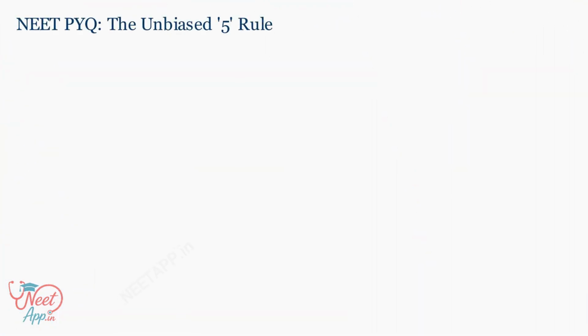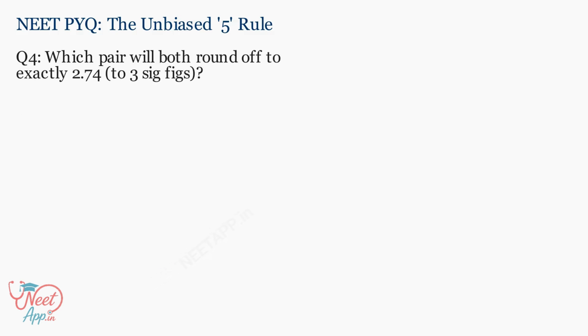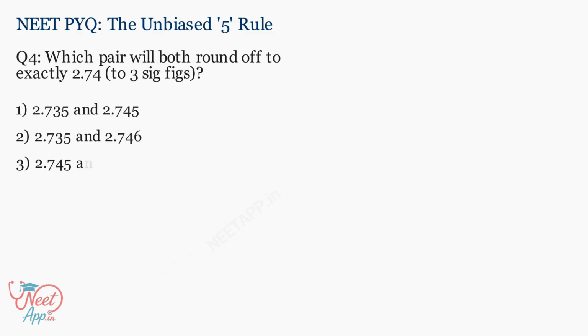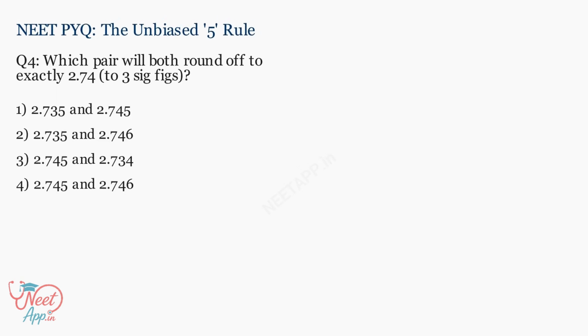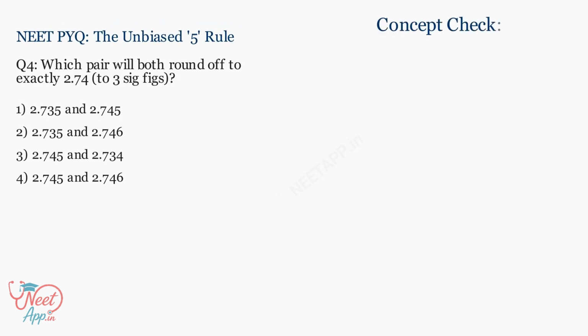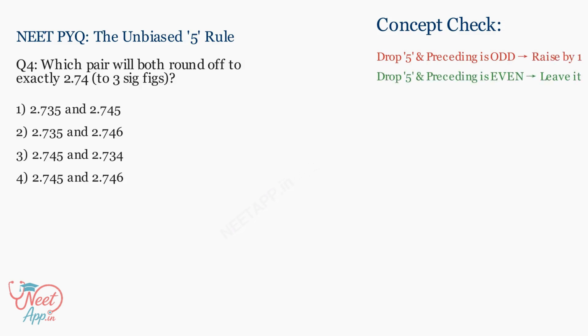Question number 4 targets the unbiased exactly 5 rule. According to the strict rounding conventions detailed in NCERT, which of the following pairs of numbers will both round off to exactly 2.74? The NTA loves to trick you here by relying on what you learned in middle school. In standard math, a trailing 5 is always rounded up. But in scientific NCERT rules, we use the even-odd convention to prevent statistical upward bias.